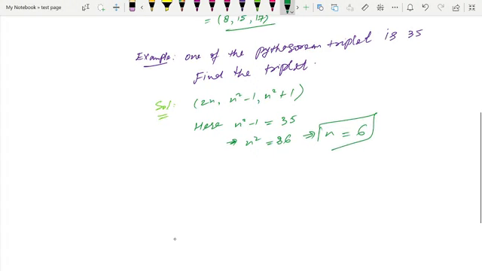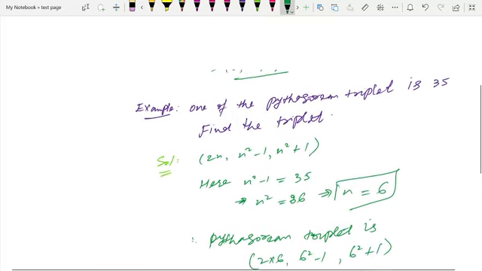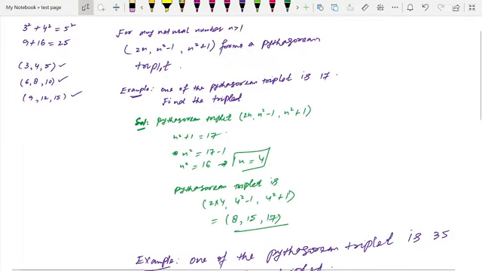Correct? So what is our Pythagorean triplet? Therefore, my Pythagorean triplet is 2n, that's 2 into 6, 6 square minus 1, 6 square plus 1. That's 12, and that is 35, and that is 37. This is how we can use this Pythagorean triplet generalized formula for finding any Pythagorean triplet.